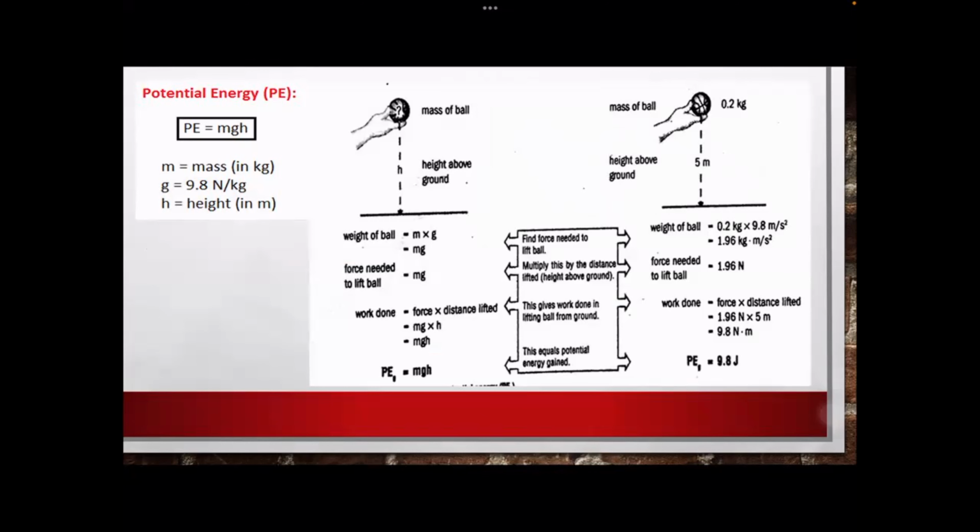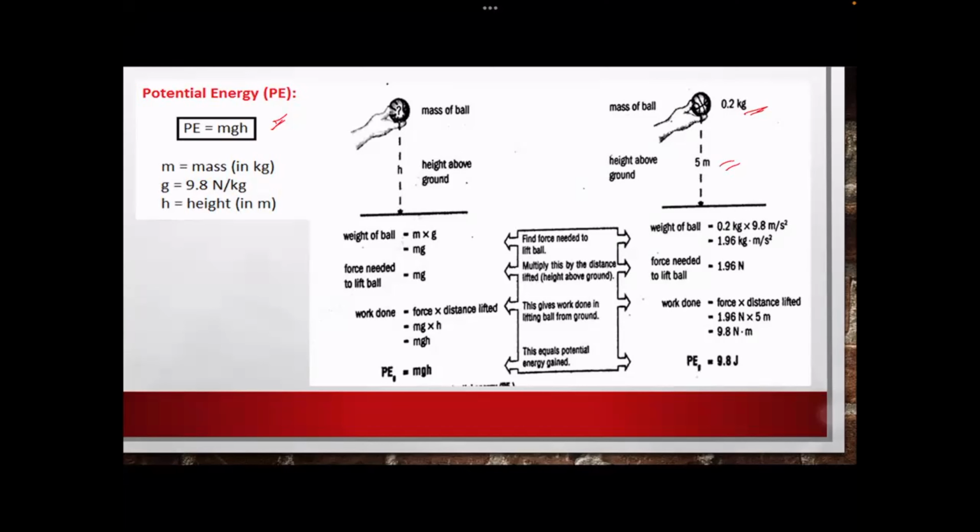While m is equal to the mass, and that's in kilogram. The g is 9.8, that's the gravity, and the height is in meter. Then, example natin dito, the mass of the ball and the height above the ground. So this will be the example. The mass of the ball is 0.2, the height is 5 meters, and we need to find the potential energy.